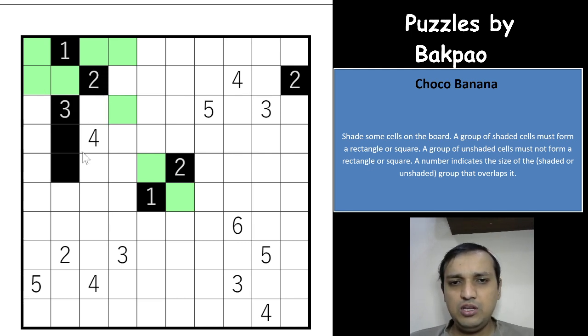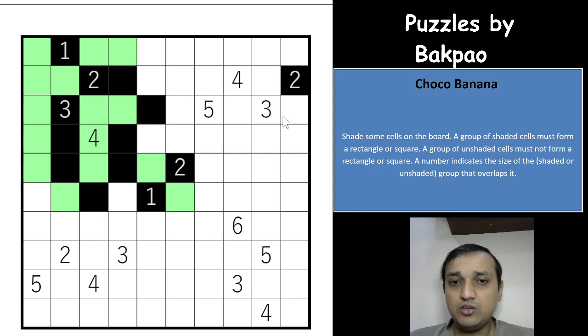So this is the only possible way. So all the other cells touching the rectangle or a square will have to be unshaded cells. Now if you see here, the 4 is also fulfilled already. So whenever you fulfill a group of shaded cells or unshaded cells, the cells adjacent to it will have to be of the opposite color, right? So very easy to do that way.